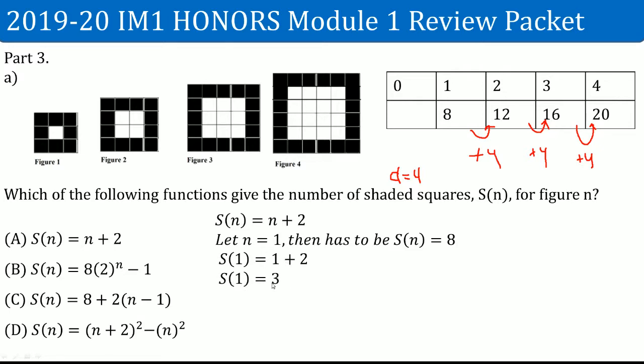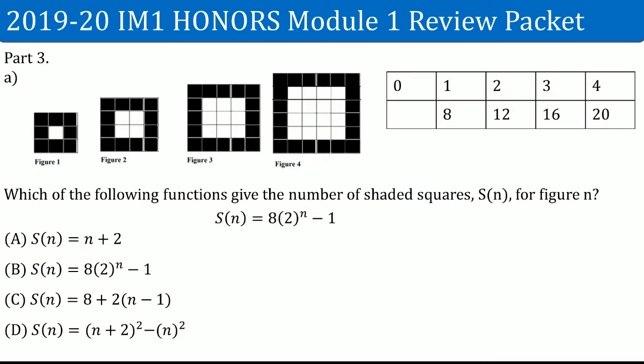So your S of 1 equals 3. Does this work? Is your S of 1 equal to 3? No, your S of 1 needs to be 8 when this is true. So it would say A does not work because your output was 3. The output was supposed to be 8 based on the chart. So A does not work.